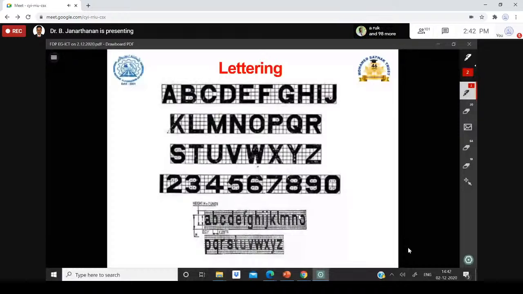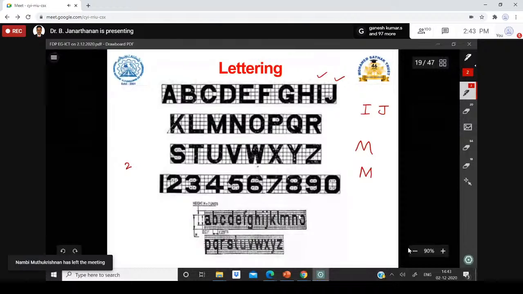So you see I should be like this only. Many people used to write I like this and J like this. So in the engineering drawing, which is standardized, you have to use I like this and J. Then M, when we write M, we may write like this, but here M should be like this only. One W, all these things you can see. Then 2 should be written like this only, not like this as many people write. And 8, you have to write like this only. And 9 cannot be written like this in the drawing standard, 9 should be written like this one.